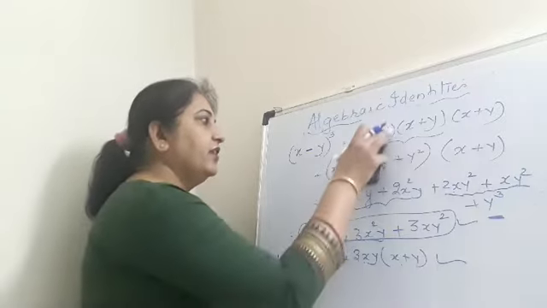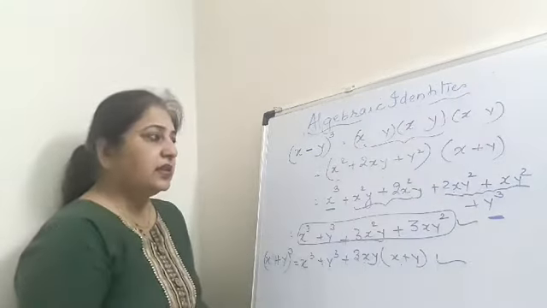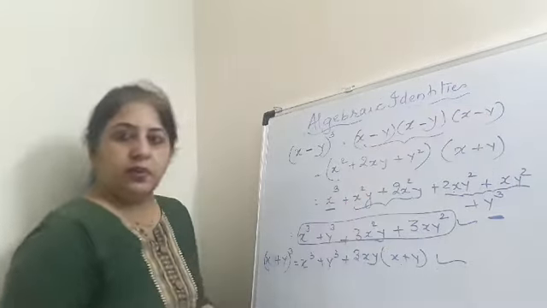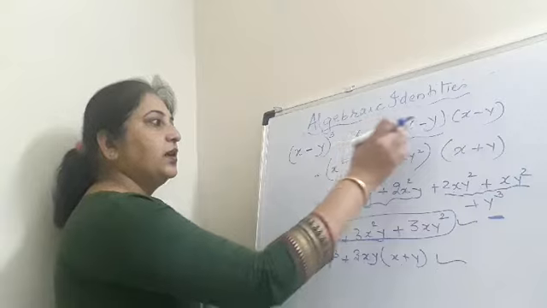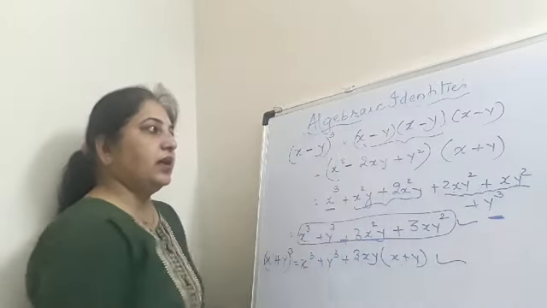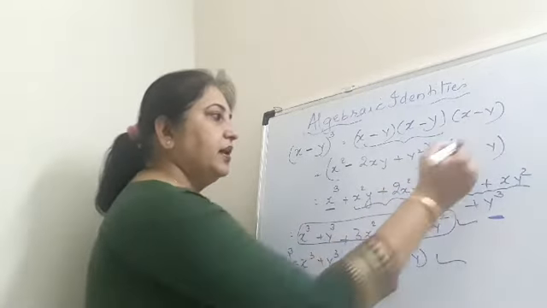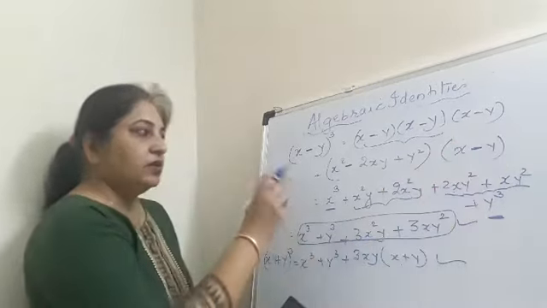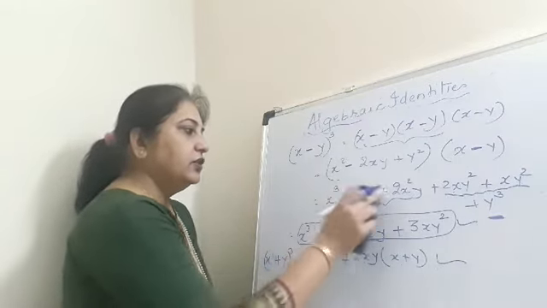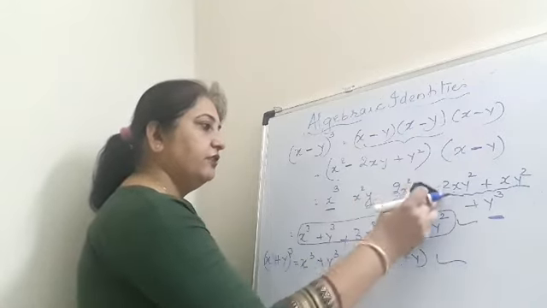Okay, so we have x, all the signs here will change, right? Now (x - y)(x - y)(x - y), right? (x - y) into (x - y) will give me x square minus 2xy plus y square, and then I will multiply by (x - y). Here, because there is a minus sign, you have to be careful. I am not changing the terms. Terms will be same, only the signs will differ.